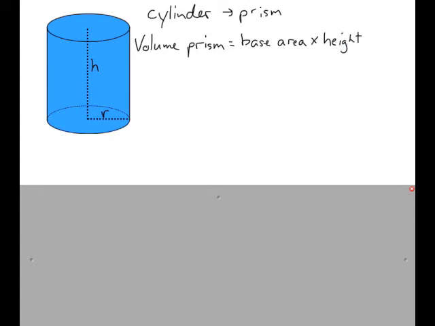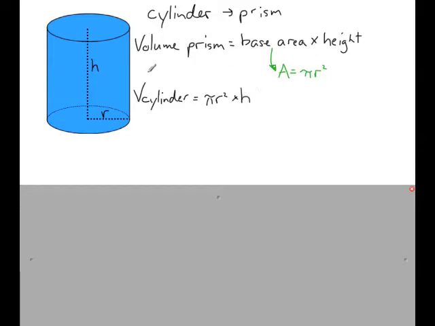So let's take a look at the base of this cylinder. Here, this is the base, and it is a circle. In a previous video, we discussed the area of a circle. We said that the area of a circle is equal to pi times the radius squared. So when we think about the volume of a cylinder, the volume of the cylinder is going to equal the base area, which in this case again is pi r squared, so pi times radius squared times the height.